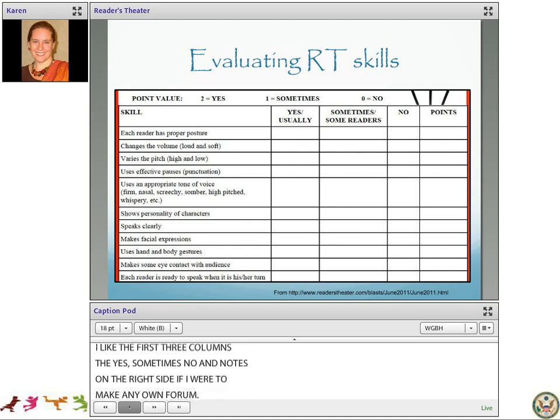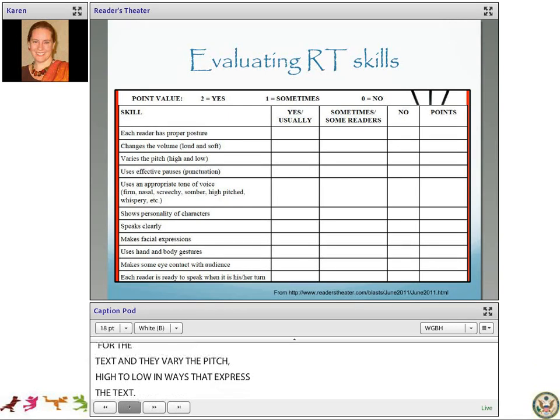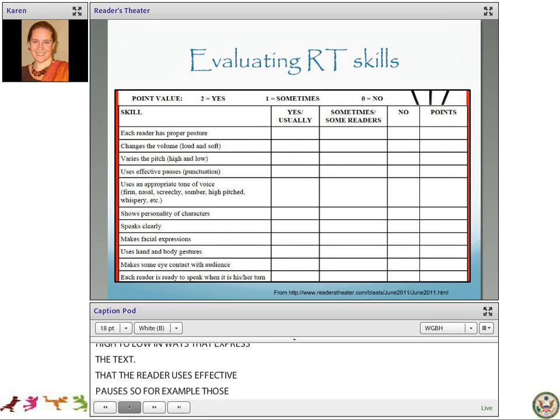Notice what we're looking for in Reader's Theater, that each reader has some kind of posture that's intentional, meaning they hold their body in a way that fits the text, that they use changes in volume that are appropriate, loud and soft, that they vary the pitch, high to low, in ways that express the text, that the reader uses effective pauses. So, for example, those places with the commas and the periods that we saw earlier with the little caterpillar.